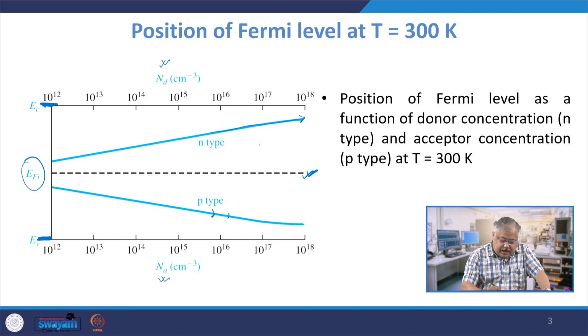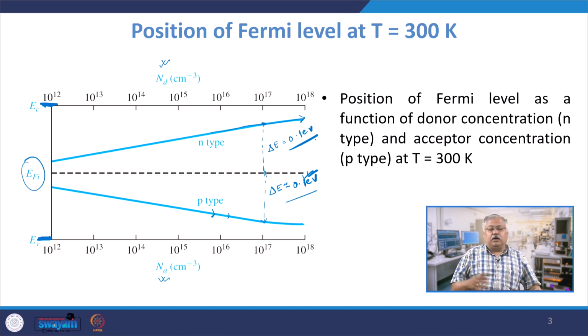And interestingly, if you look at the separation between the intrinsic Fermi level and the Fermi level for n-type, and the separation for p-type, they are almost the same. This means that if the number of donor species you add is exactly equal to the number of acceptor species you add, then the shift in the Fermi level will be exactly the same, but in the opposite direction from the intrinsic Fermi level. So, if this delta E is 0.1 eV, then this delta E will also be approximately 0.1 eV. This is what I wanted to ascertain for you as you move ahead.